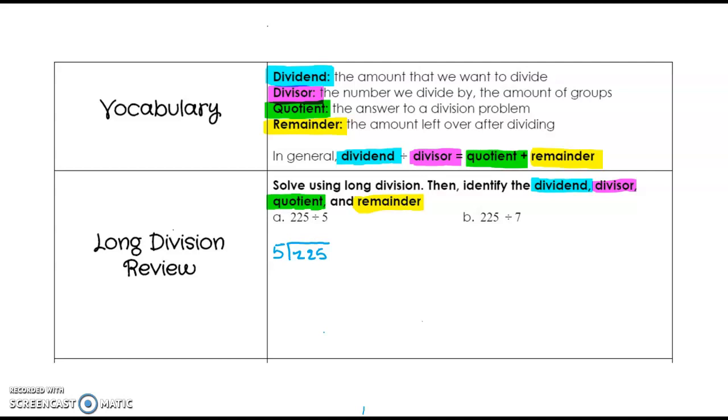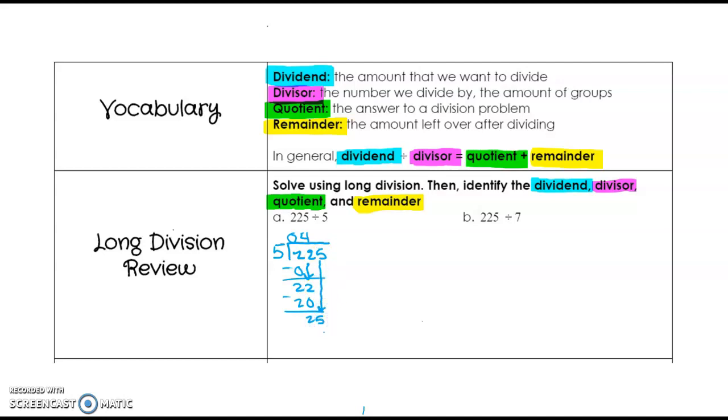Now we want to see how many times 5 goes into 2, and it doesn't. So 0 times 5 gives us 0. When we subtract, we get 2. Bring down the 2. How many times does 5 go into 22? That answer is 4. 4 times 5 gives us 20. When we subtract, we get 2 left over. Then we'll bring down our 5.